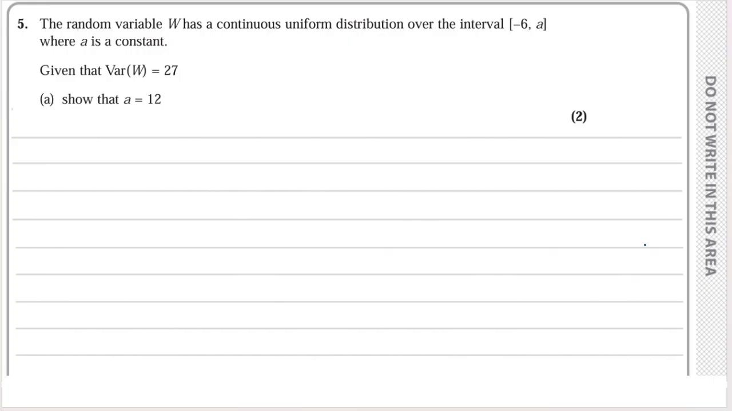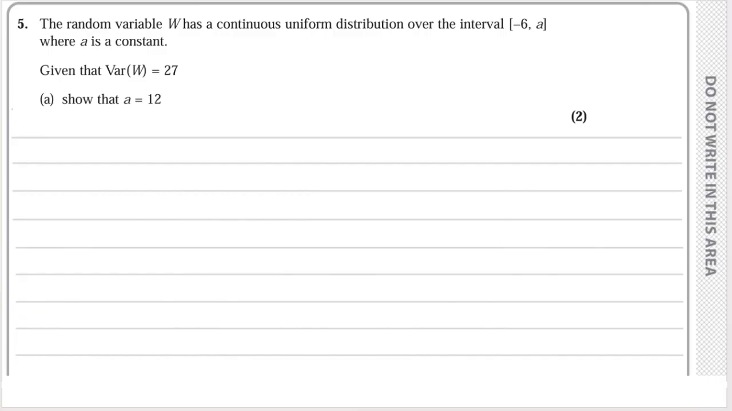Okay, we continue with the International A-Level Statistics S2 paper from January 2024, and this is question number 5. The random variable W has a continuous uniform distribution over the interval -6 and A, where A is a constant. Given that var W is 27, show that A is equal to 12.